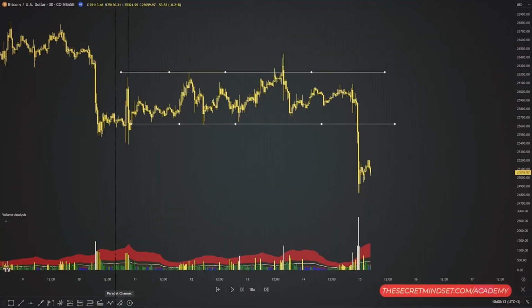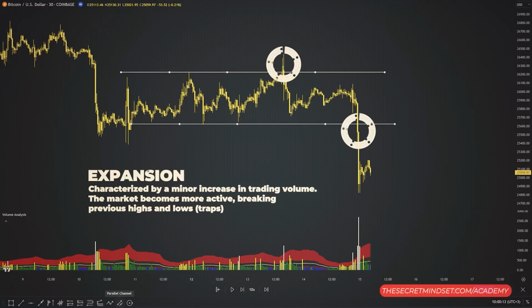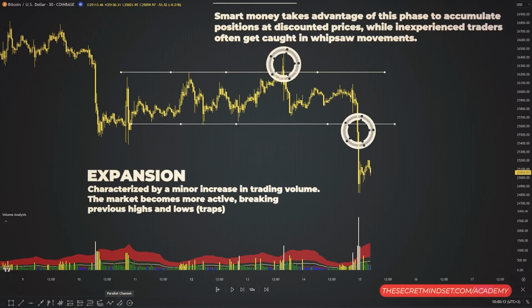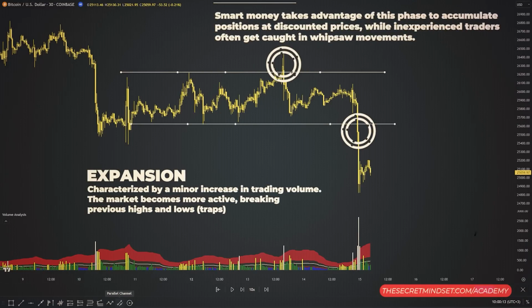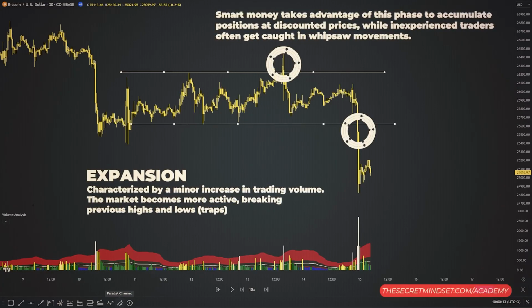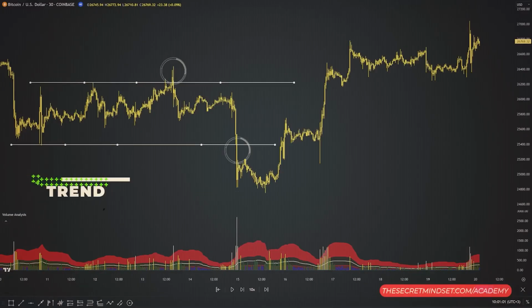Secondly, we have the expansion phase. This seems like an exciting phase for retail traders. Expansion is characterized by a minor increase in trading volume. The market becomes more active, breaking previous highs and lows. Smart money takes advantage of this phase to accumulate positions at discounted prices, while inexperienced traders often get caught in the whipsaw movements. It can be a challenging phase because the market breaks on both sides of the range, trapping most retail traders.